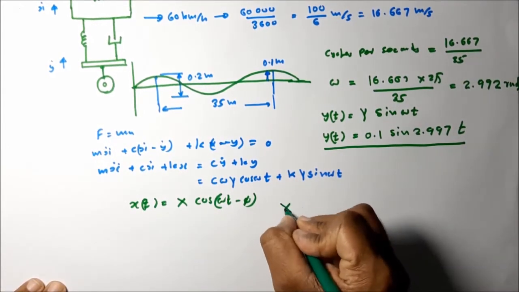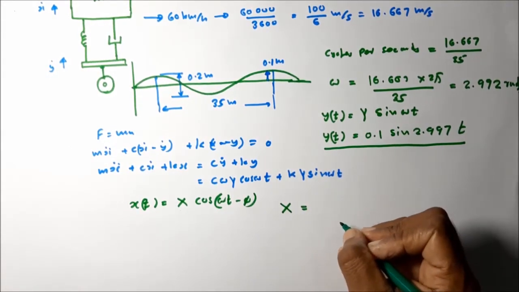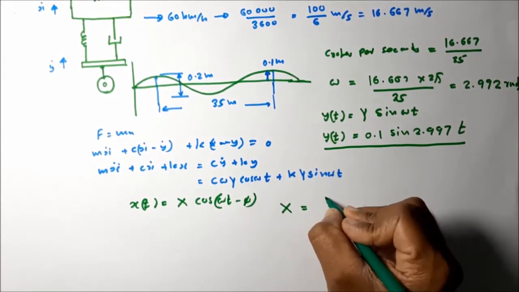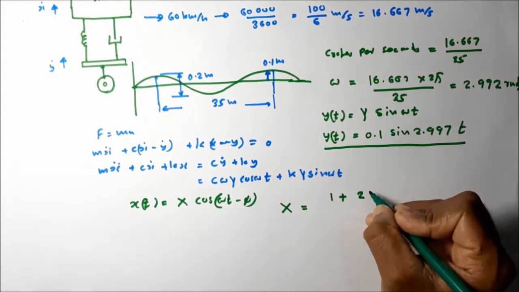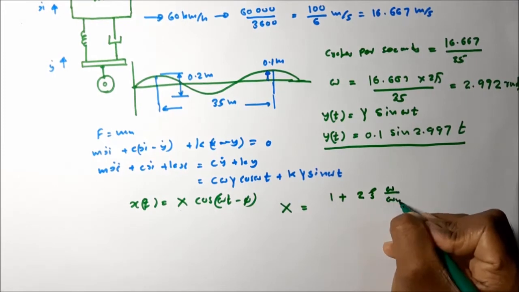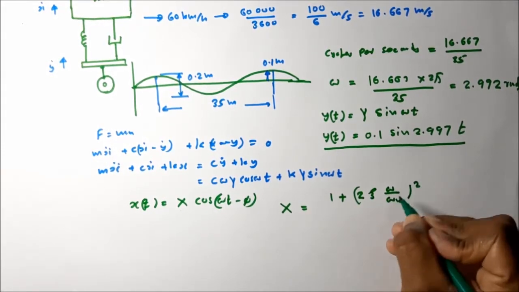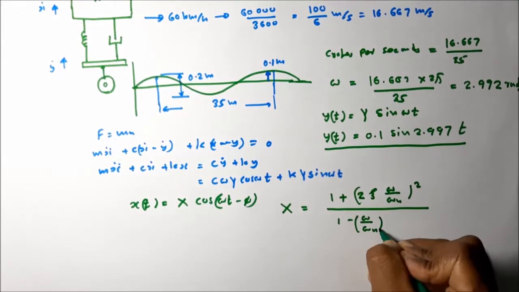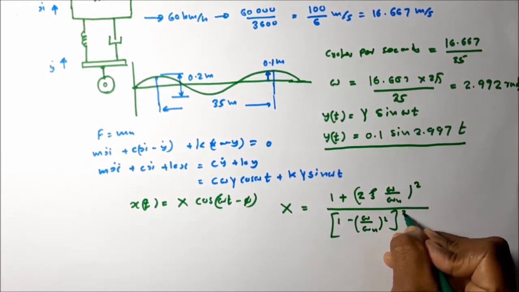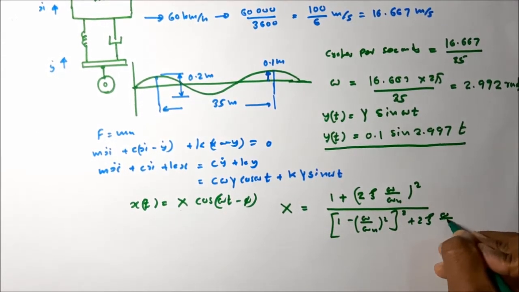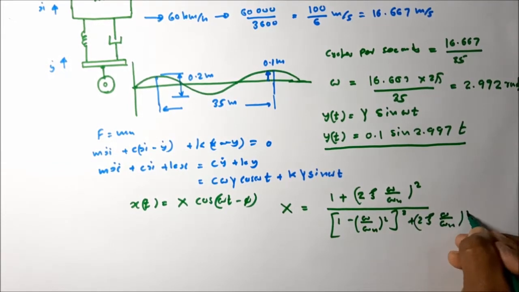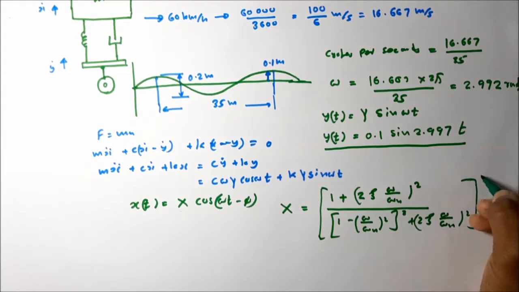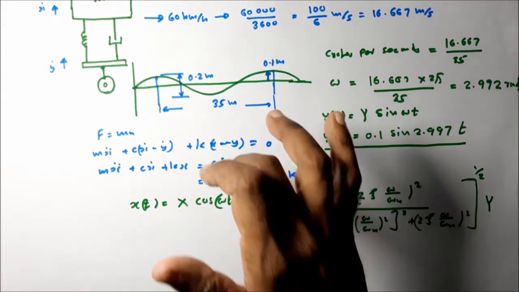In the lectures we obtained this X value. We got X equal to the square root of (1 plus (2 zeta omega divided by omega n) squared) divided by ((1 minus (omega divided by omega n) squared) squared plus (2 zeta omega divided by omega n) squared), into Y. This is the X we obtain by substituting this solution in this differential equation.